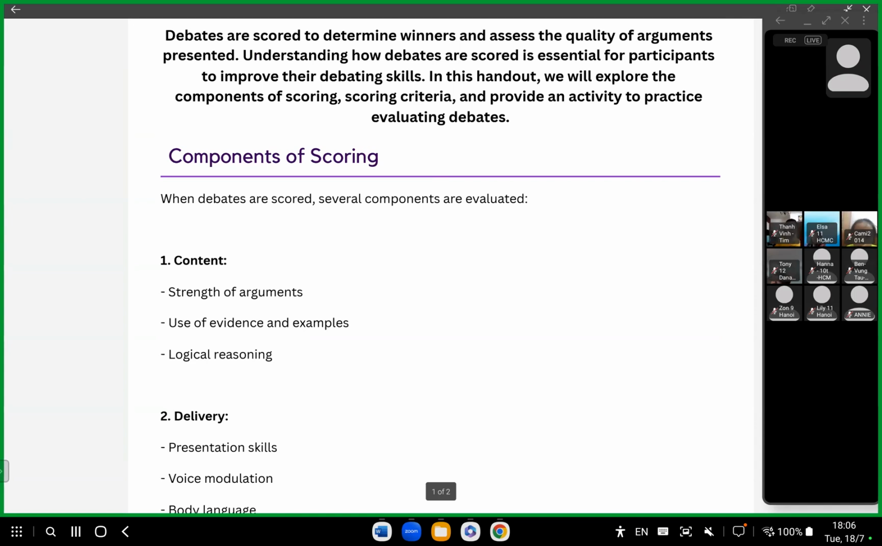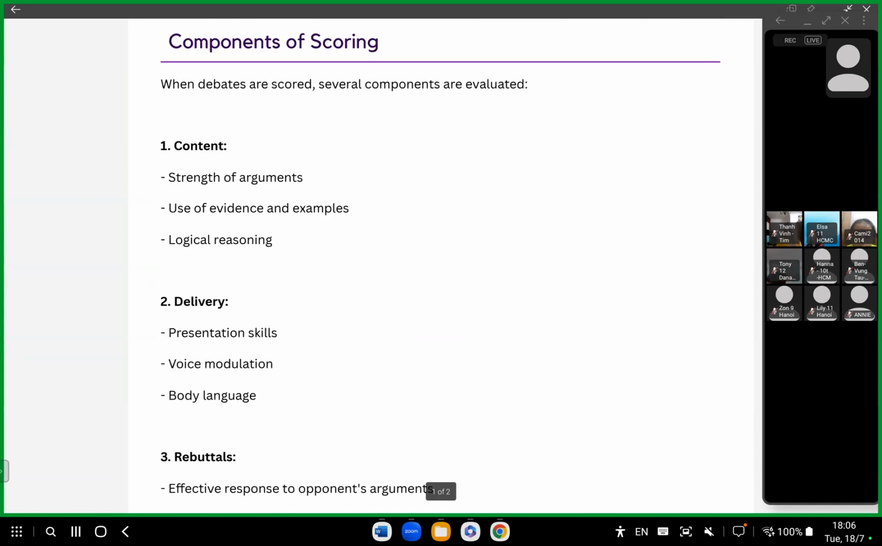So the first thing that we need to look at is what the judges actually look for. So our first category is content. And the judges will look for things like the strength of your arguments. So how well have you thought through your arguments? How well have you put them together? How good is your writing? How good is your speaking?